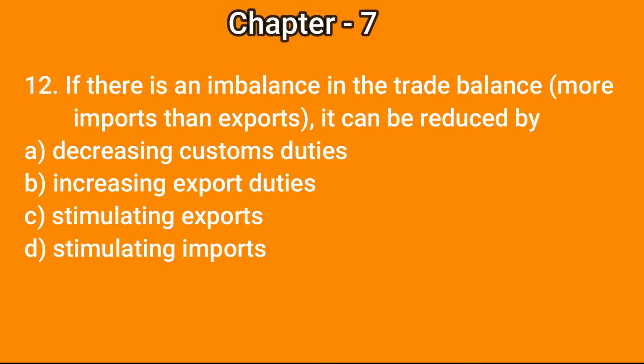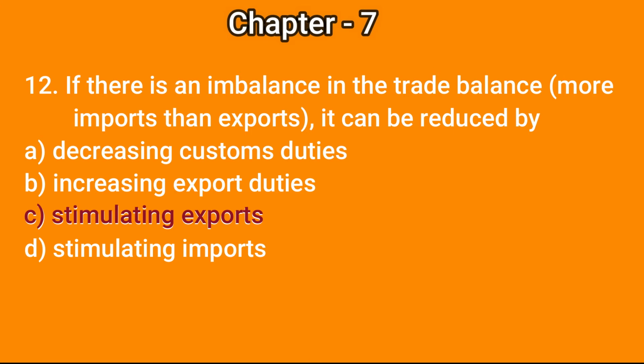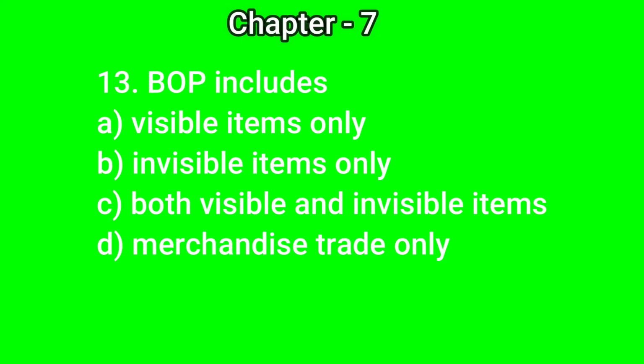Question number 12. If there is an imbalance in the trade balance, more imports than exports, it can be reduced by A. Decreasing customs duties. B. Increasing export duties. C. Stimulating exports. D. Stimulating imports. The correct answer is C. Stimulating exports.